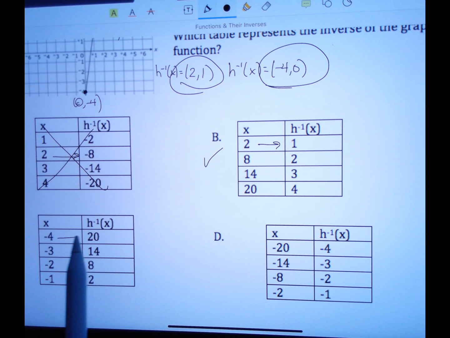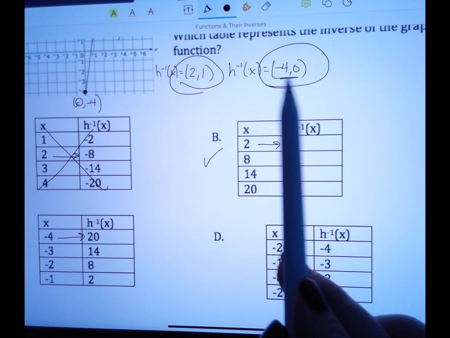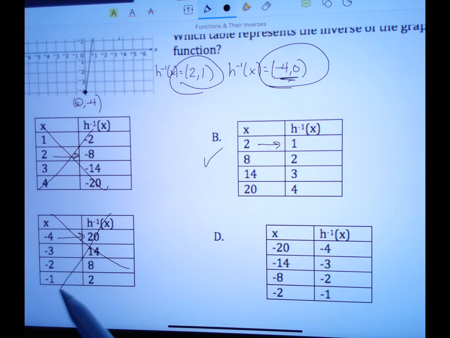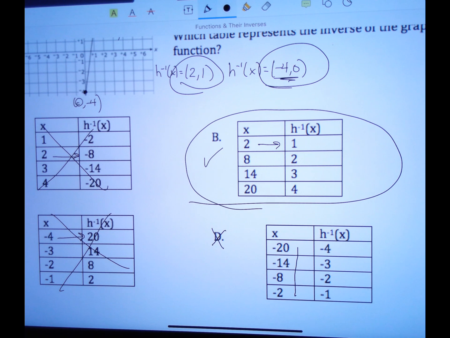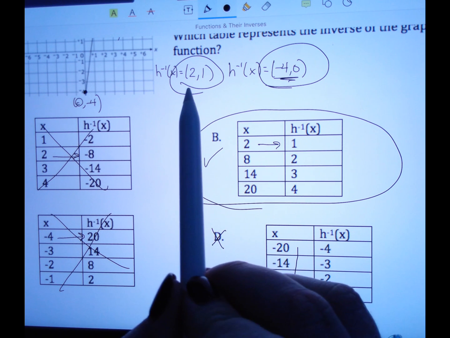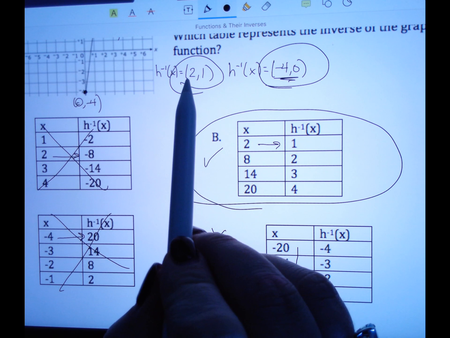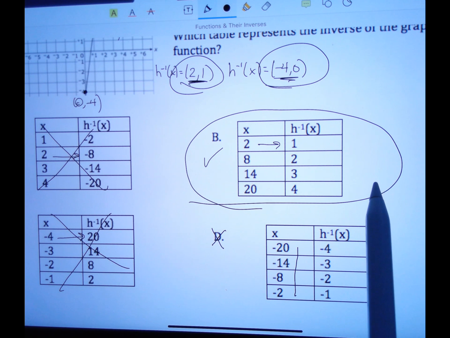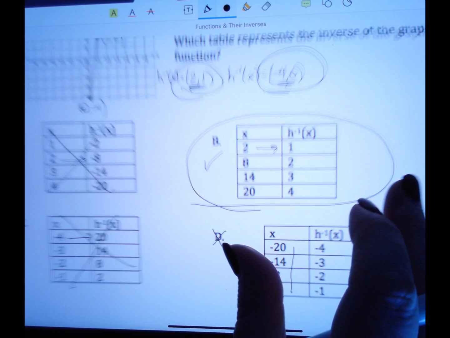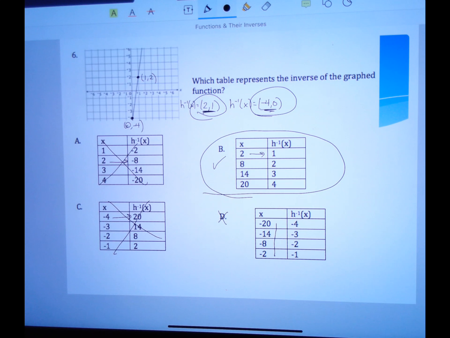Here, -4 goes to 20, and I need -4 to go to 0, so that's not it. And here, I don't see any of my ordered pairs, so I'm not too sure that D is going to be it. So it looks like B is my inverse. And I got that just by looking up here and saying, I need the point 2, 1, right? Just by some process of elimination.